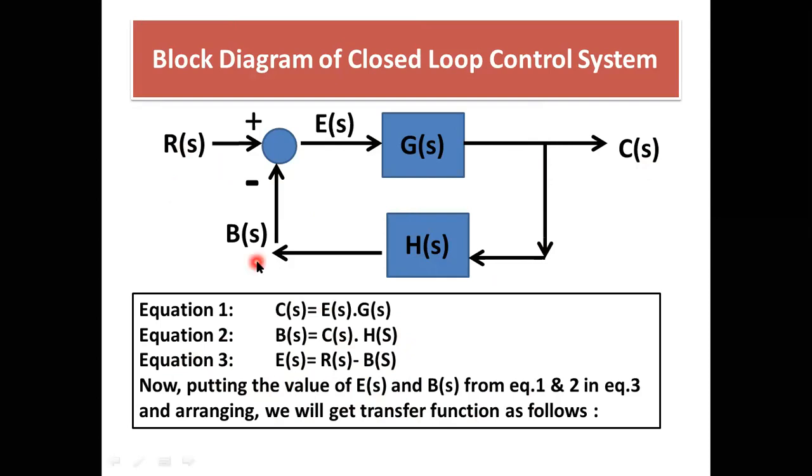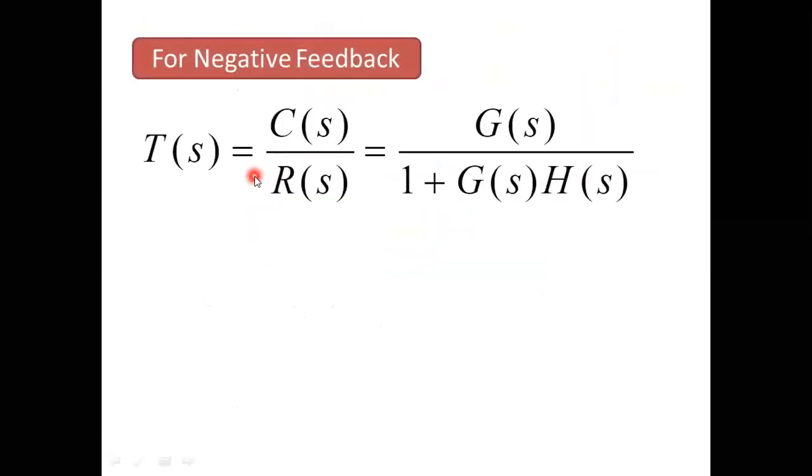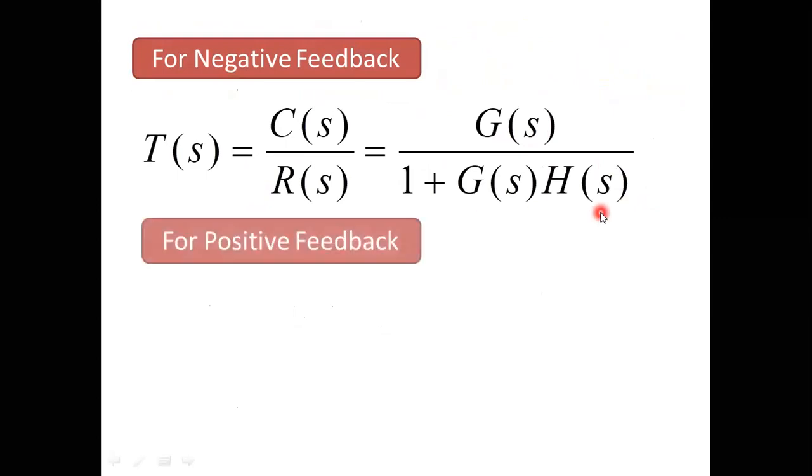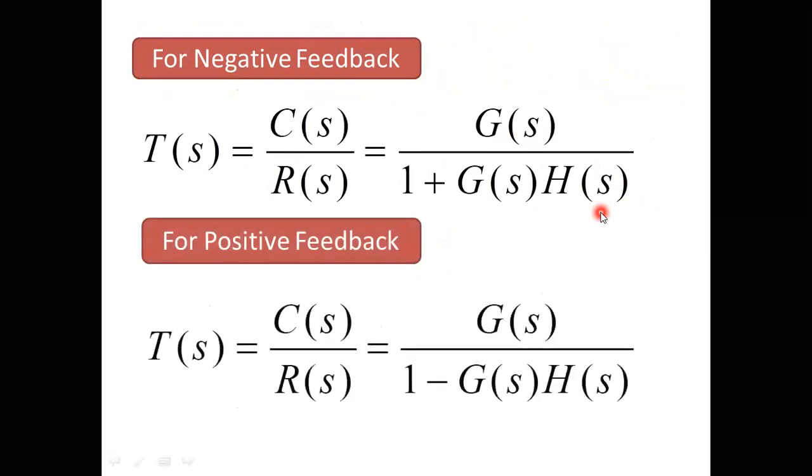Here it is a negative feedback. Once you arrange these equations, you will get the transfer function for negative feedback: C(s) by R(s) equals G(s) by 1 plus G(s)H(s). And when we consider positive feedback, the expression would come like this: G(s) by 1 minus G(s)H(s).